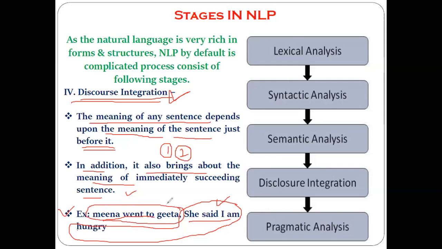Yes or no? Yes, sir. In order to understand the second part of this sentence, you need to understand the first part. You need to take the reference of the first part also. Correct? Yes, sir. And this kind of processing is nothing but what is called discourse integration. Got the point? Yes, sir.